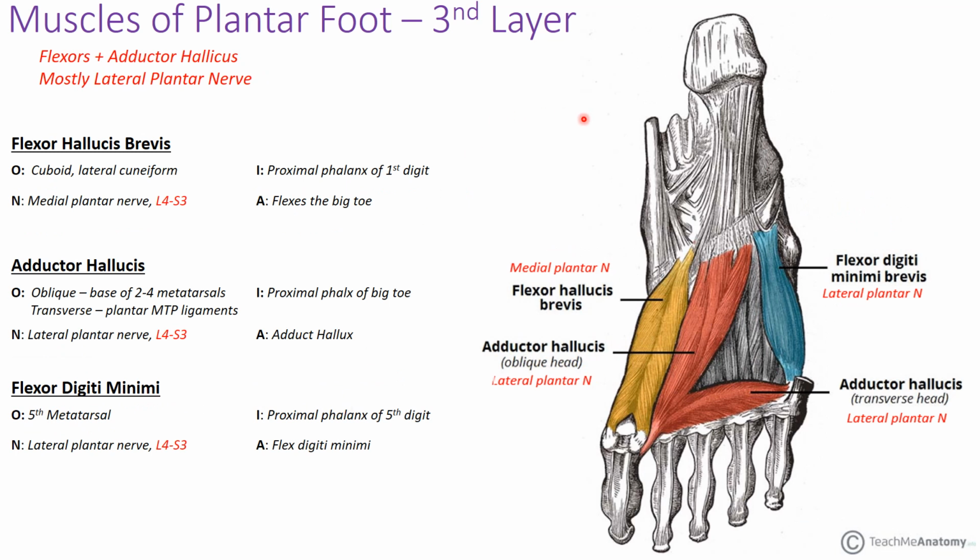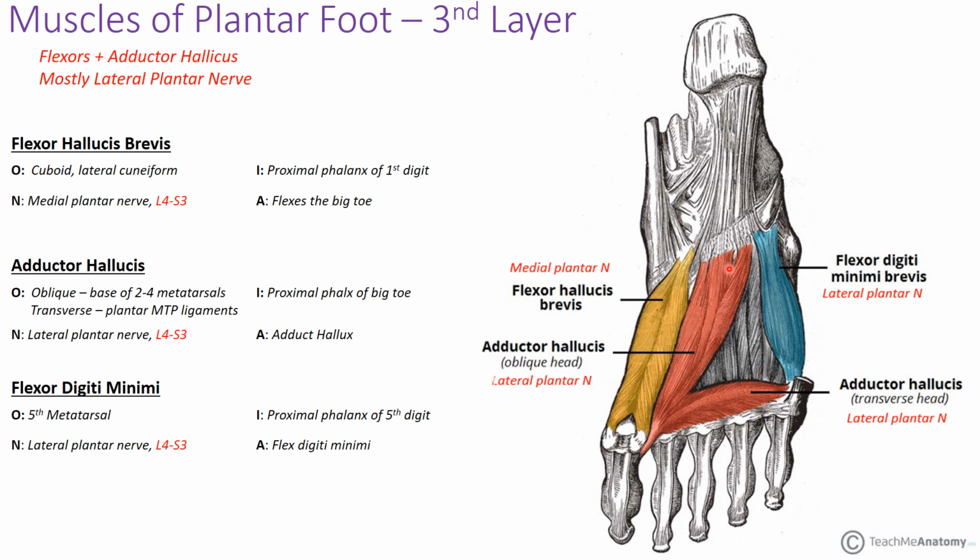So now that we're in the third layer, we've again removed all the muscles in the more superficial layers, and we're looking deep. Here we're going to have our flexors plus our adductor. So just like before when we had an abductor sandwich, we are going to have a flexor sandwich. Here we have a flexor hallucis brevis on the medial aspect, and we have a flexor digiti minimi on the lateral aspect. And right in between, we have our adductor hallucis, which has two heads.